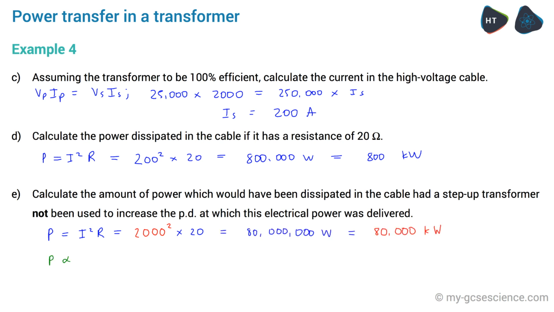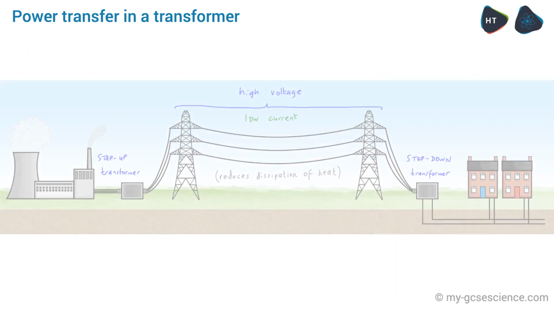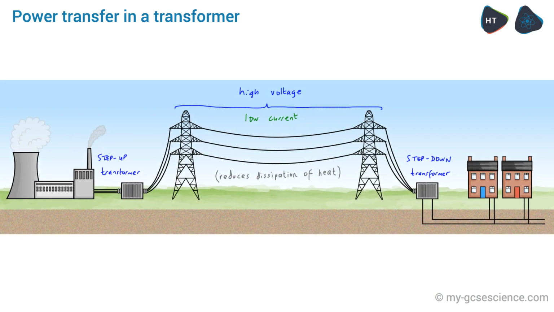Because P is proportional to I squared in this equation, increasing I by a factor of 10 causes P to increase by a factor of 100. It's for this reason that transformers are such a vital part of the national grid. Without them, far more electrical energy would be dissipated as heat in power cables, which would make the whole system much less efficient, but more polluting and more expensive for the consumer.